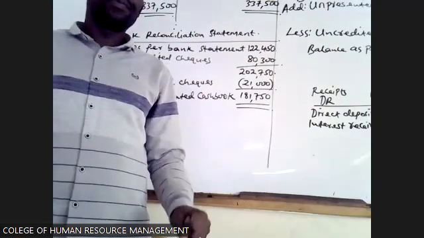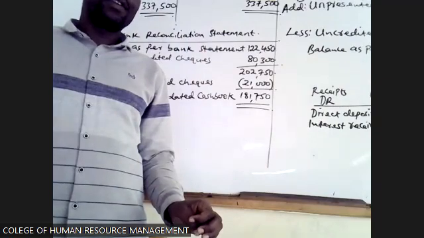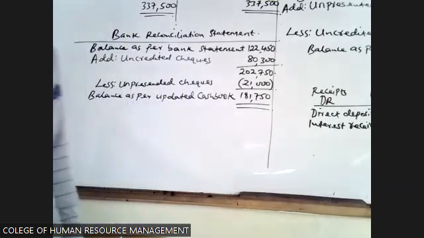Kate? Mwalimu, now in the question, yes, you get the balance as at updated is 122,450, yeah?